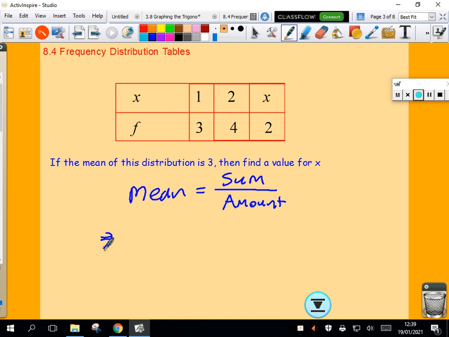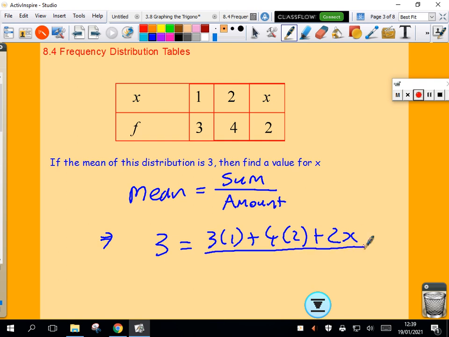So I'm trying to find the value for x. Well, we know the mean is 3, that's given. And that's going to be the sum of all the things in the list. Well, in the list there are 3 ones. The 1 has a frequency of 3, so there's going to be 3 ones. And then there are going to be 4 2s. And then there's going to be 2, whatever the value of x is. So I'm going to write 2x divided by the total amount of things in the list. Remember the sum of all the things in the list, 3 and 4 is 7 and 2 is 9. There's 9 things in the list, so I'll be dividing by 9.